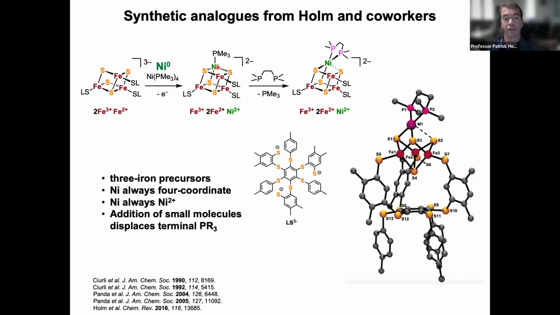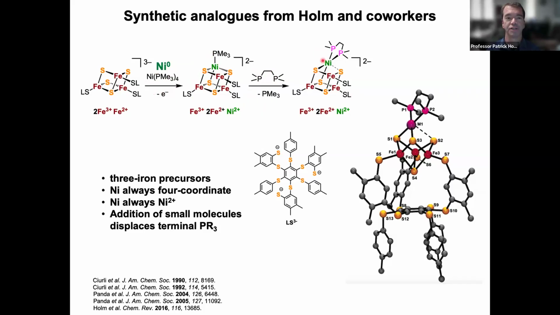They didn't really know the oxidation state of nickel, but speculated that it was nickel 2 in these systems, which involves the loss of an electron to we don't know where. And that made a tetrahedral nickel site. And you could substitute that with bidentate phosphines, and that would make a square planar site.